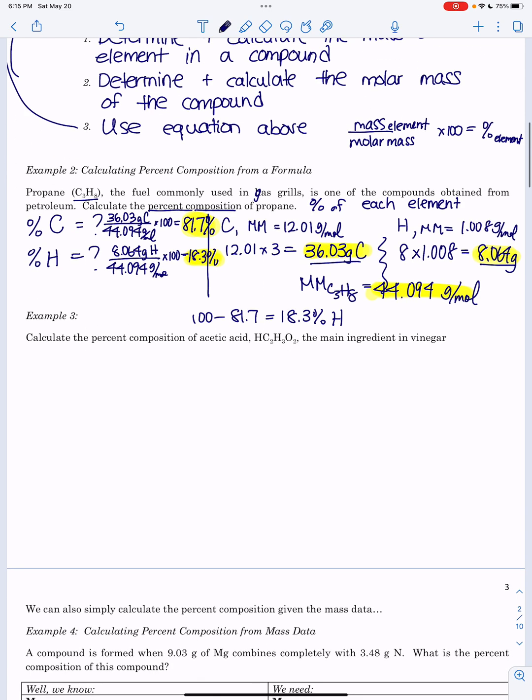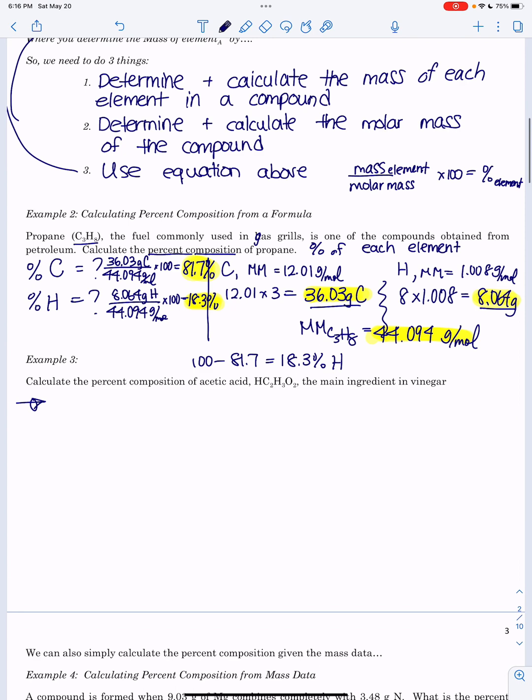So we just did 2 examples. To check your understanding, why don't you try and do example number 3 on your own, and we're going to pick up with example number 3 in class. Hopefully this was your beginning understanding of how to do percent composition given a formula by calculating molar masses and masses of each element.